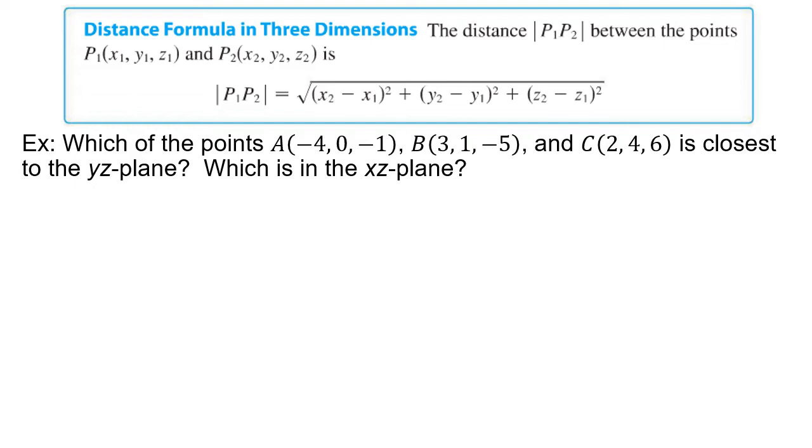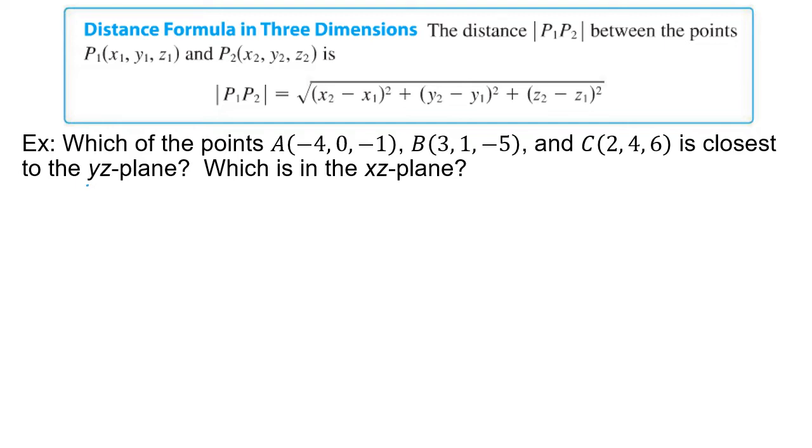This example says, which of these points is closest to the yz plane? And which is closest to the xz plane? Now, in this case, you don't really need the distance formula to do this type of problem. We'll get back to the distance formula a little bit, but you could find the distance between all of the points and see which one is the closest. But you can kind of cheat on this one.